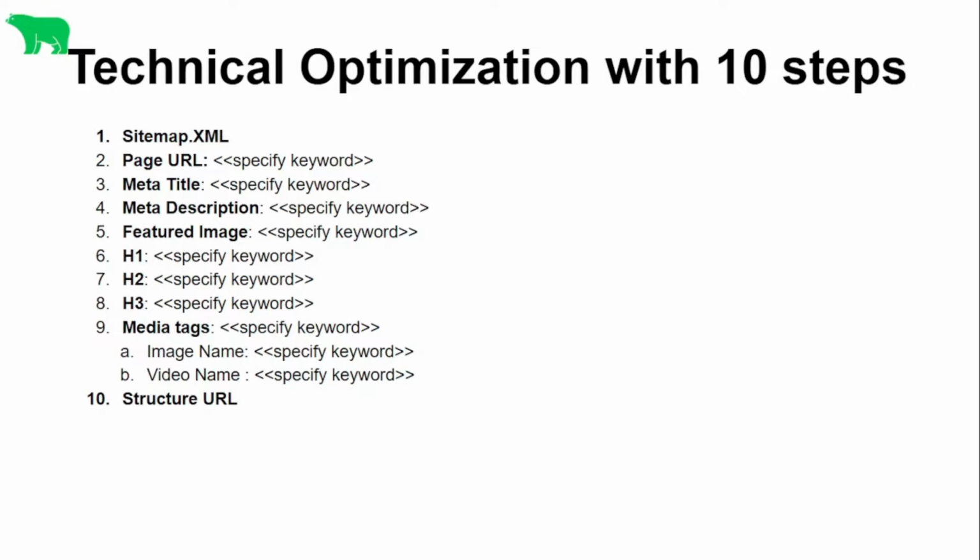Now, the first one is sitemap.xml. Without registering your content URL into sitemap.xml, your content will never be visible in google.com. So ensure that you are registering or indexing your URL in sitemap.xml. Sitemap.xml, by the way, is very specific to everyone's website.